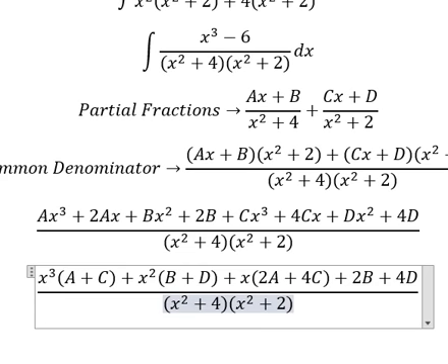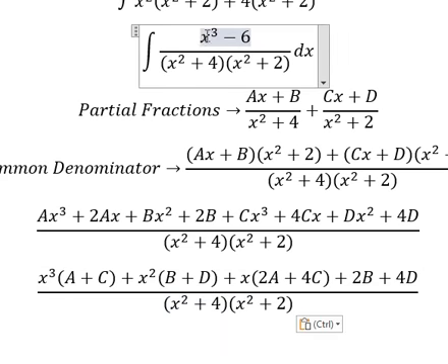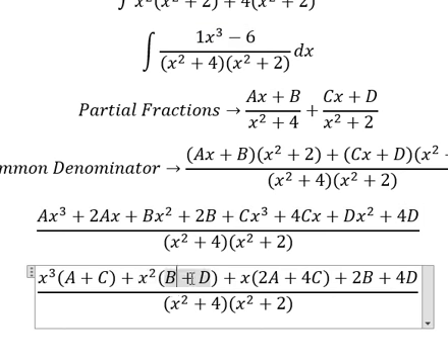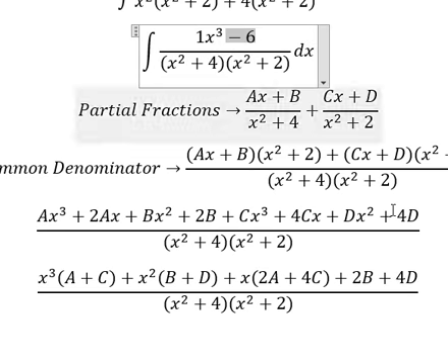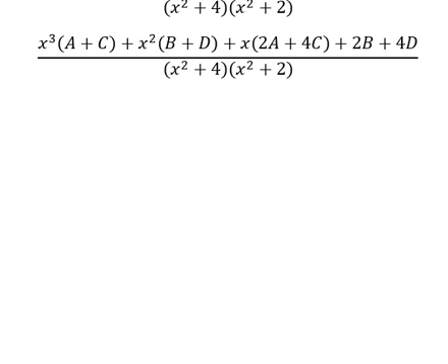Now we need to compare coefficients. We have s to the power of 3. This is about number 1. So a plus c equals to number 1. We don't have s squared, so b plus d equals to number 0. We don't have this one in here, so this one you got about 0. About the number, this one equals to negative number 6. And now we create the system of equations.